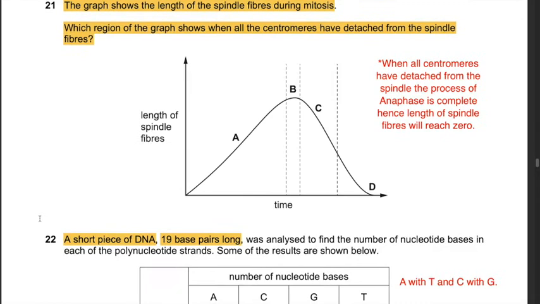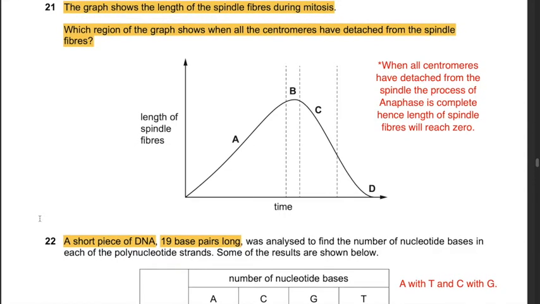Question 21. The graph shows the length of the spindle fibers during mitosis. Which region of the graph shows when all the centromeres have detached from the spindle fibers? When all centromeres have detached from the spindle, the process of anaphase is complete. Hence, the length of spindle fibers will reach 0. As during anaphase, the spindle fibers shorten in order to separate the centromeres, and once the anaphase process is complete, the spindle fibers will reach length of 0, and that is represented by letter D.